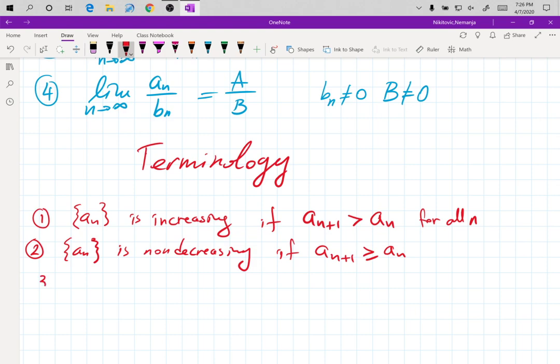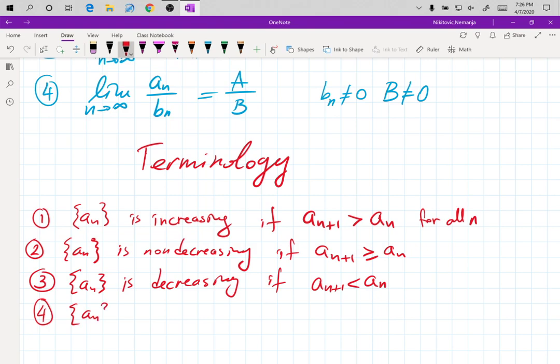Does allow for that. Number 3, decreasing. So an is decreasing if an plus 1 is less than an. So the next term is going to be smaller. Every time you see another term, it's going to be smaller. So that's decreasing. And, to end the symmetry here, an is non-increasing if an plus 1 is smaller or equal than an.